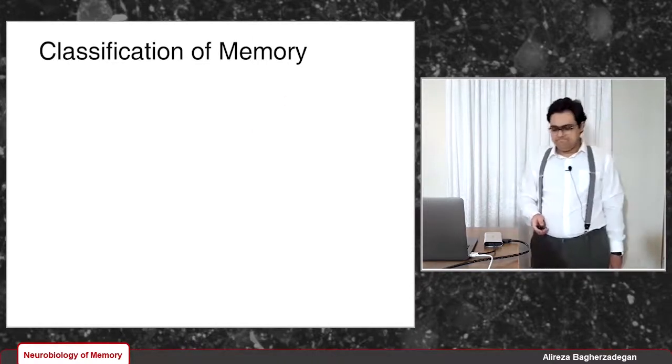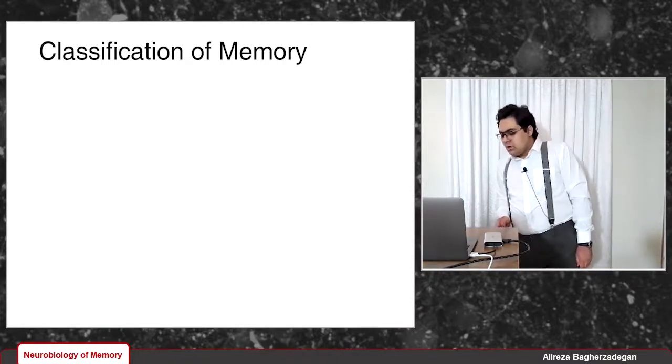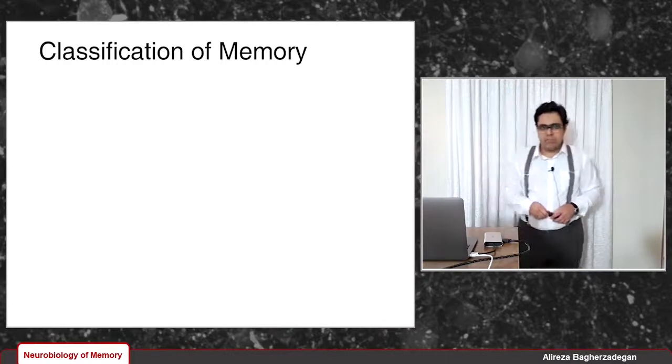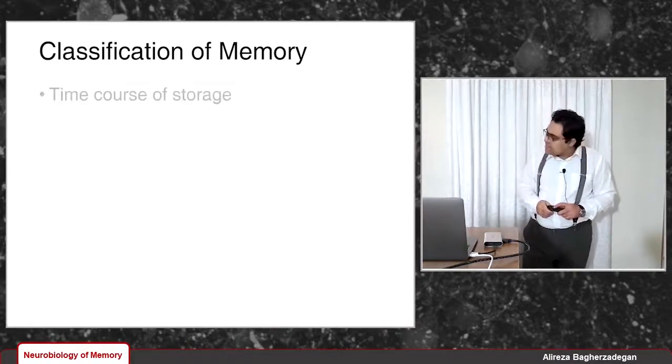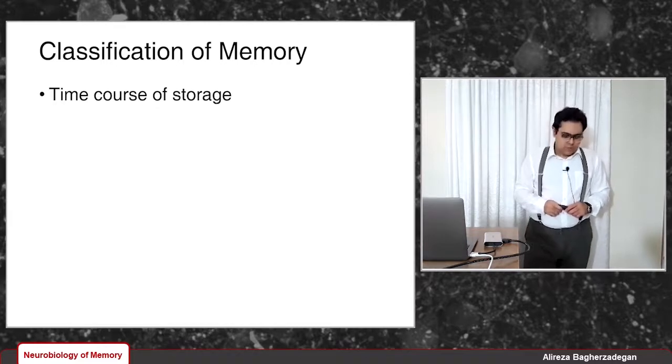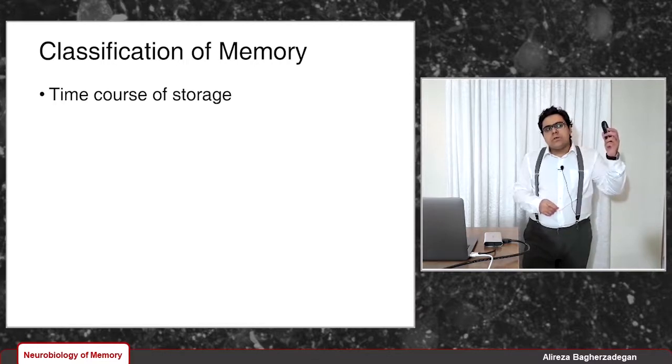Classification of memory. Neuroscientists use two criteria to classify memory. The first criterion is based on the time course of storage. It's all about this question: for how long the stored information can be retrieved.